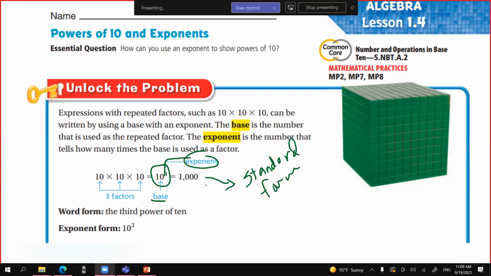Now, how can I write it with an exponent? I will say 1000 means 10 times 10 times 10. It means I repeated 10 three times. Then how can I write the word form? The word form, or how you will read 10 to the power 3, you read it as the third power of 10. How do you read it? The third power of 10. Got it?